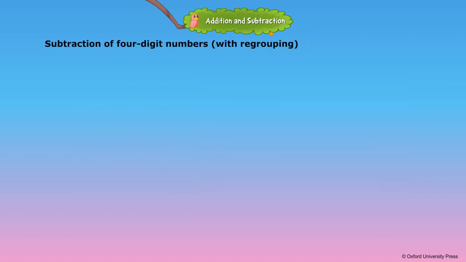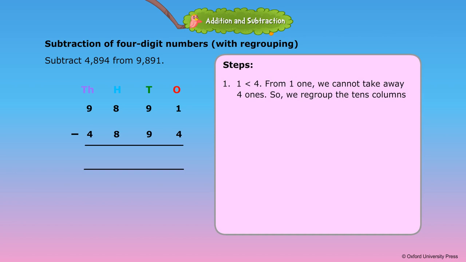Subtraction of four-digit numbers with regrouping. Subtract 4,894 from 9,891. Steps. 1. 1 is less than 4. From 1, we cannot take away 4 ones. So we regroup the tens column. It will then be 11 ones minus 4 ones is equal to 7 ones.